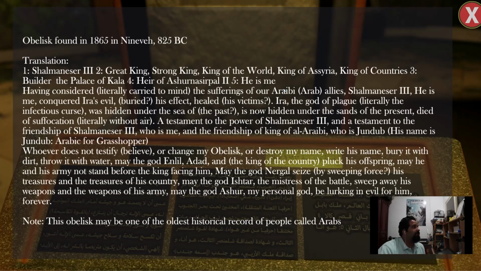They really boast around. Having considered, literally, carried to mind, the suffering of our Arab allies. The first time they mentioned Arab people was through Shalmaneser III. Shalmaneser III is the first one who mentioned people called Arabs, historically. So he, that is me, conquered Era's evil, buried his effect, healed his victims. Era, the god of plague. Literally, the infectious curse that was hidden under the sea of the past is now hidden under the sands of the present.